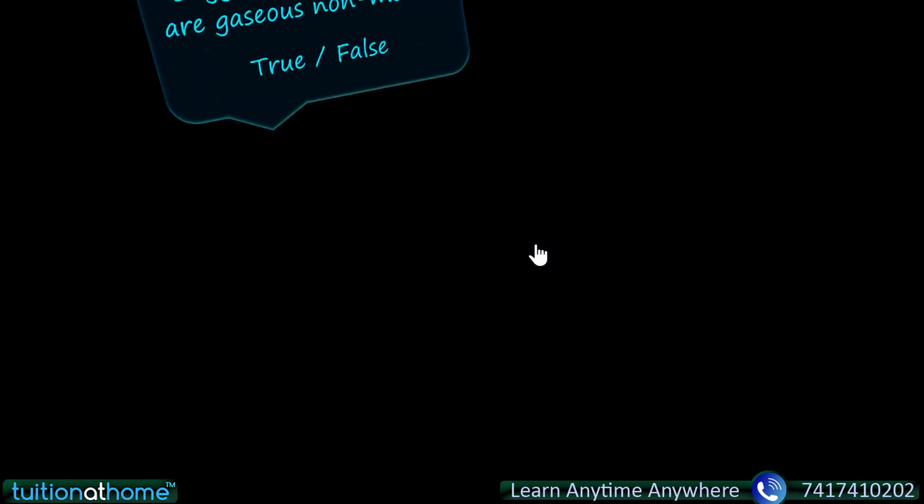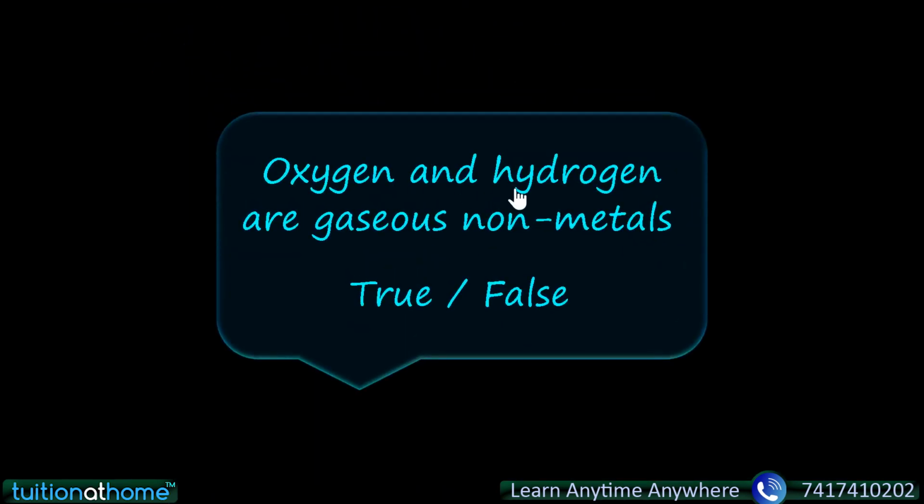Next, we have: oxygen and hydrogen are gaseous non-metals. We certainly know about oxygen, and hence we can take a guess for hydrogen too. Hydrogen and oxygen are both gaseous non-metals, which means this is true. So here we have understood and summarized the differences between metals and non-metals. Now you know what kind of questions can be asked and the reasoning behind them.